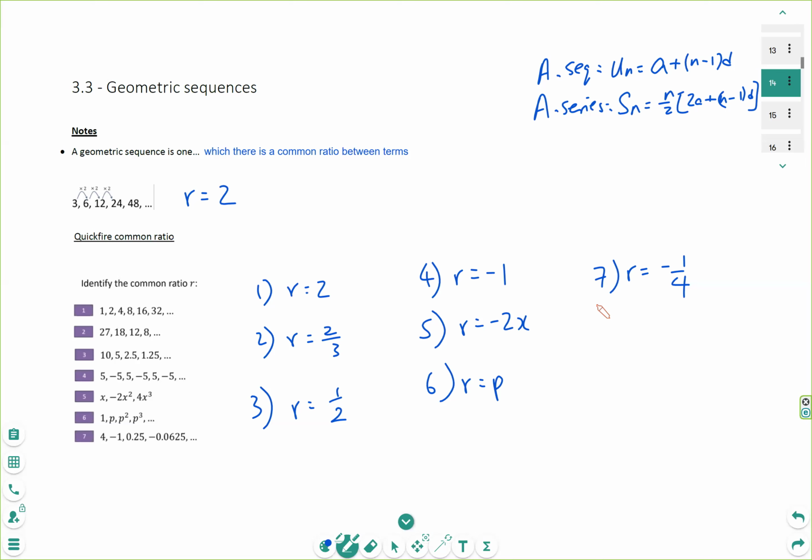Here are the answers. Simple as. You multiply by these numbers term by term. Question 4 looks tricky, but you actually multiply by -1. For question 2, we can't write divide, so we multiply by 2/3 each time.